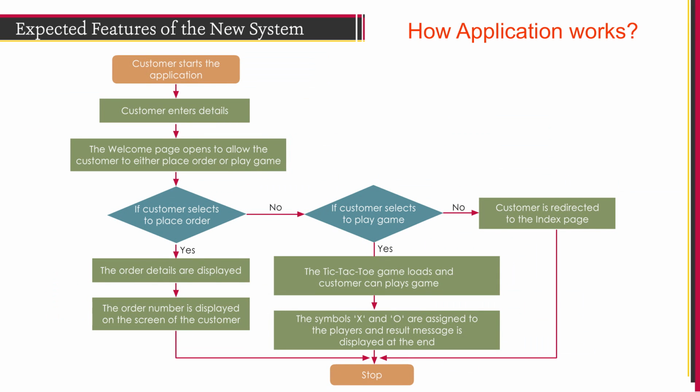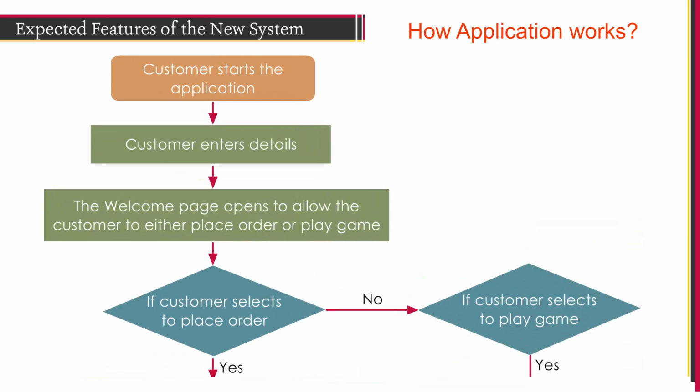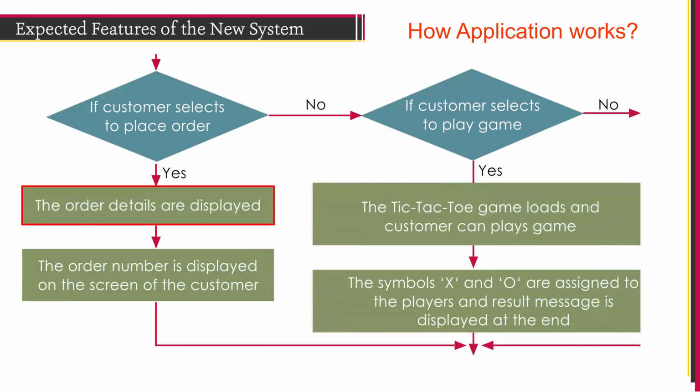After creating the application, let's see how it works. The customer starts the application and enters the details. The welcome page appears to allow the customer to either place order or play game. If the customer selects to place order, the order details are displayed. The order number is displayed on the screen of the customer. If the customer does not select to place order, the customer is redirected to the game screen.